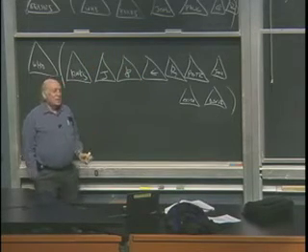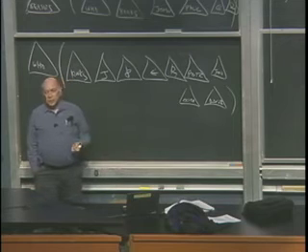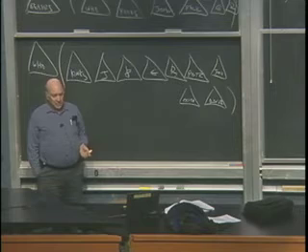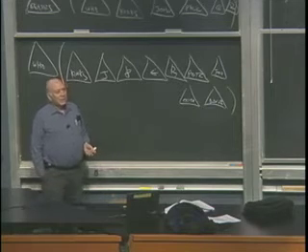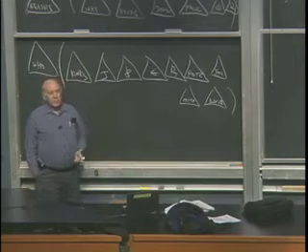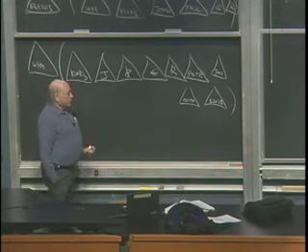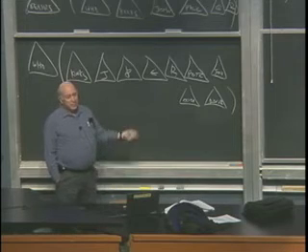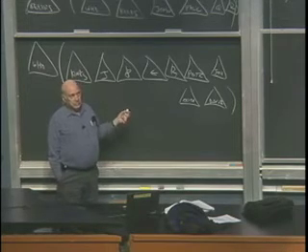Queue, by the way, if you don't know the word, is British for line, as in standing on line at the bank. That's what a queue is. So things come in at the back and they come out at the front. Otherwise known as first in, first out.